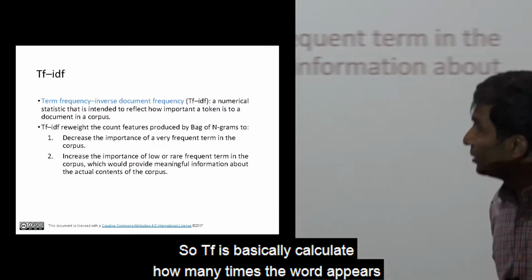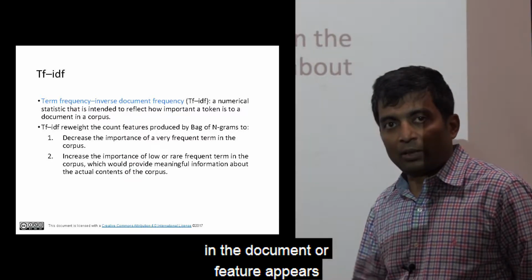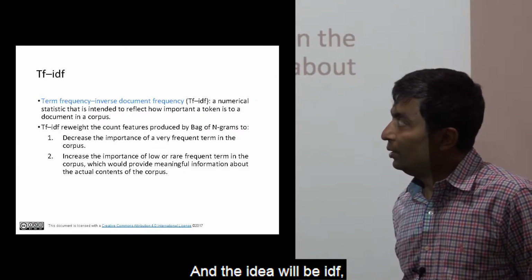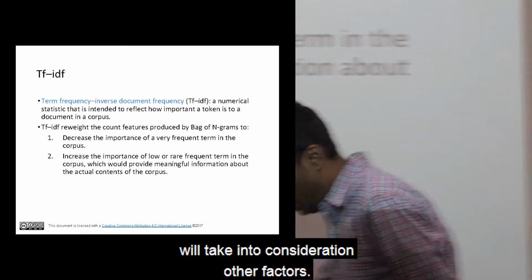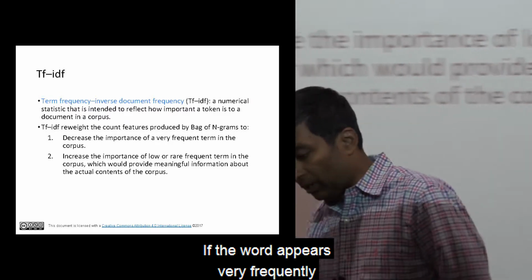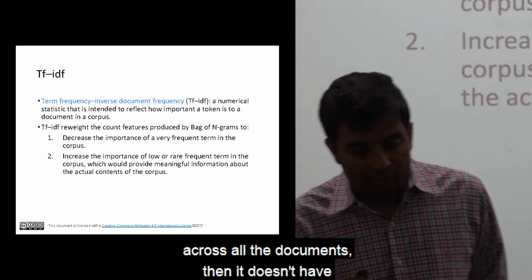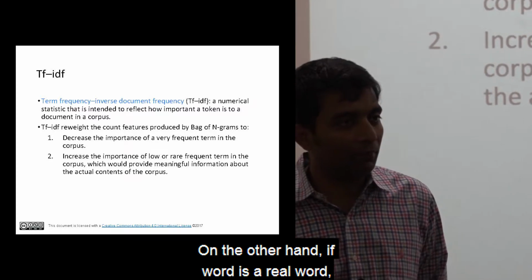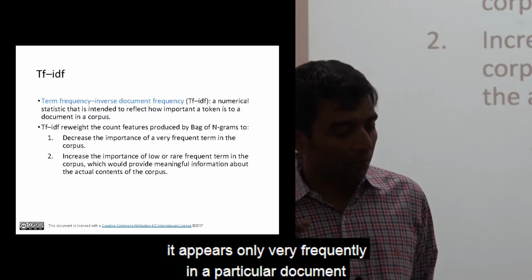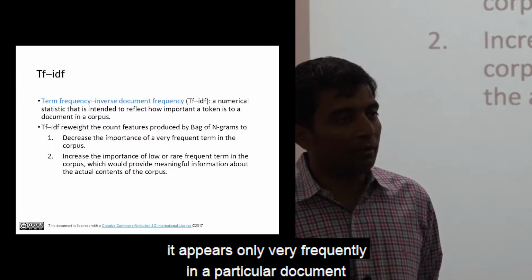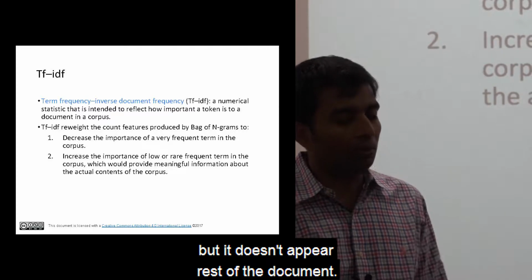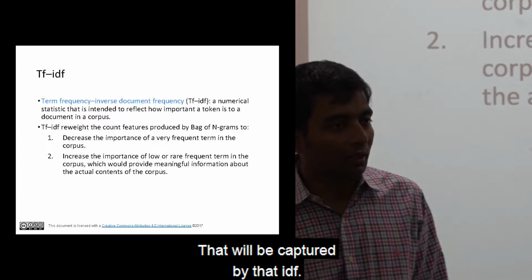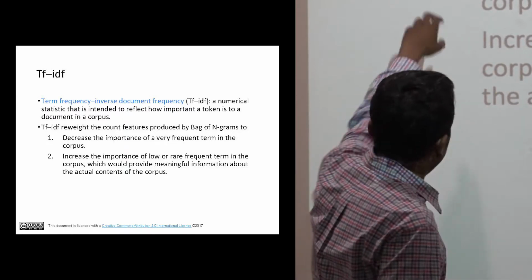So TF basically calculates how many times the word or feature appears in the document. That will be the TF, and the IDF will take into consideration other factors. If the word appears very frequently across all the documents, then it doesn't have that much discriminating power. On the other hand, if a word is a rare word, it appears frequently in a particular document, but it doesn't appear in the rest of the documents, then in that case it should carry higher weight.